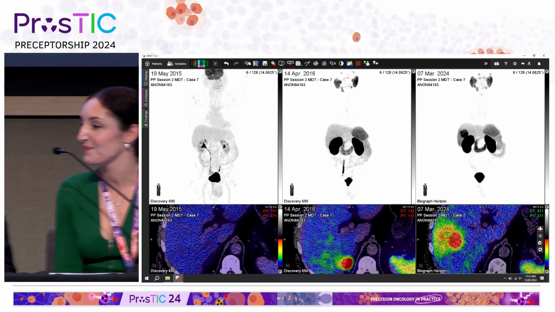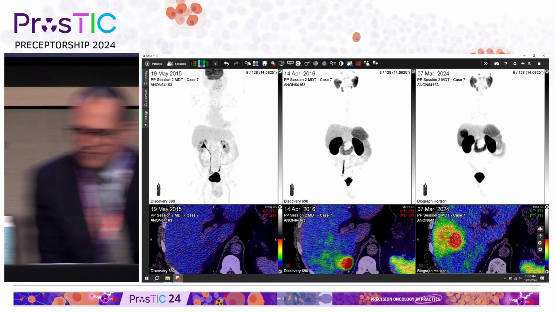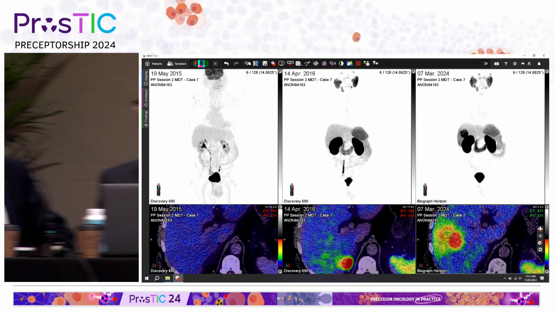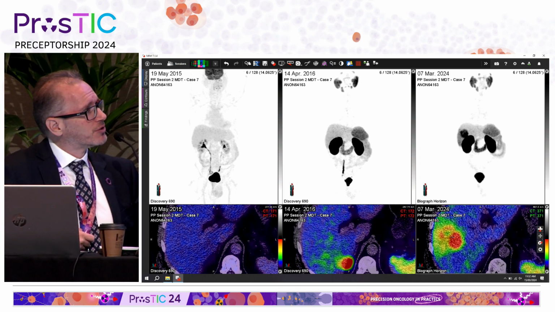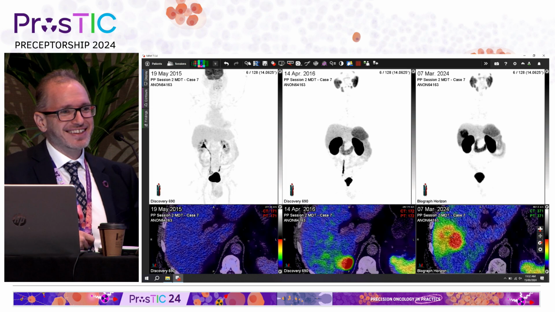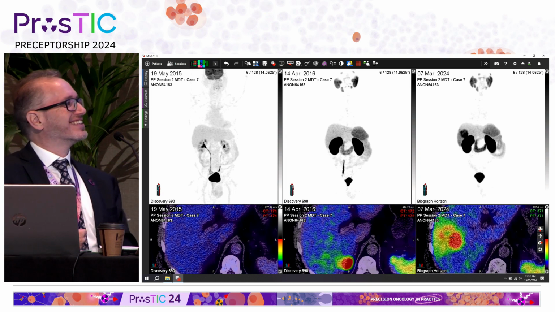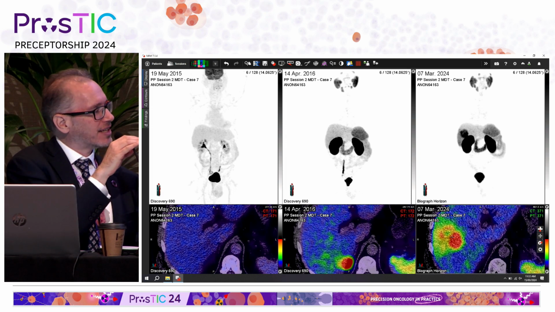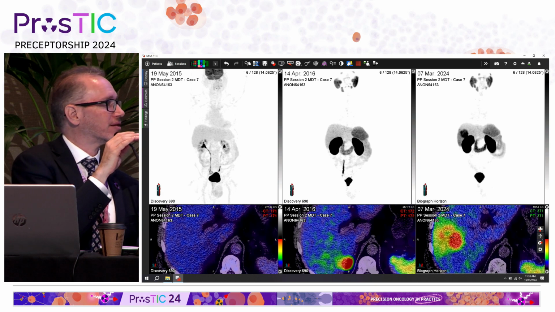Yeah, I've got to tell you, the biopsy hasn't been performed yet. This was actually a case at our MDT from last week, so we'll give you the result at ProsTIC24. Have they had an AFP, Michael? We did suggest an AFP at the MDT, so I don't know that that's been done.